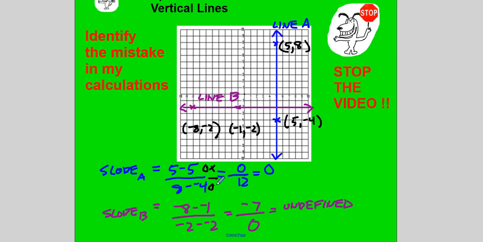This is delta y, sorry. That should be delta y over delta x. So I got a slope of 0. That's the slope for a horizontal line. A vertical line should be taking delta y over delta x.